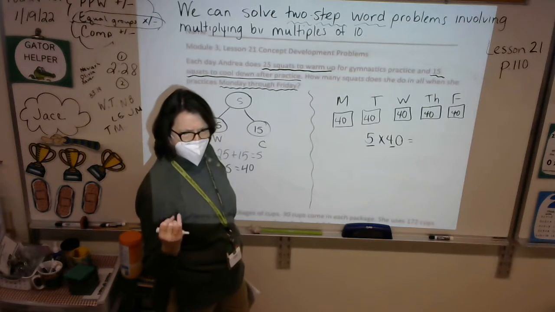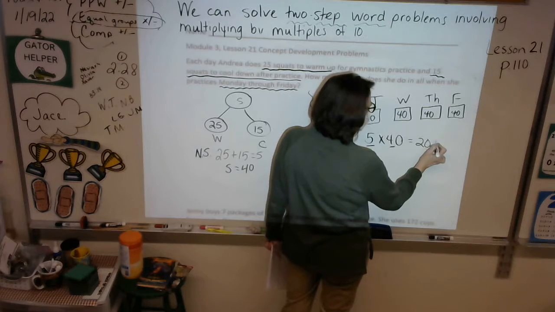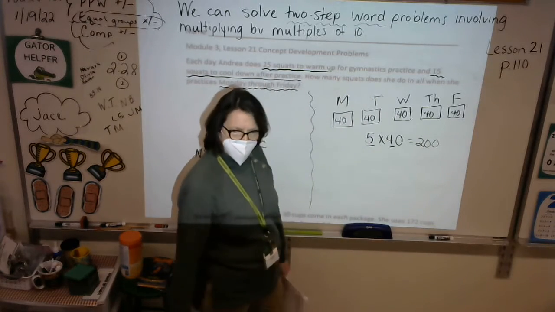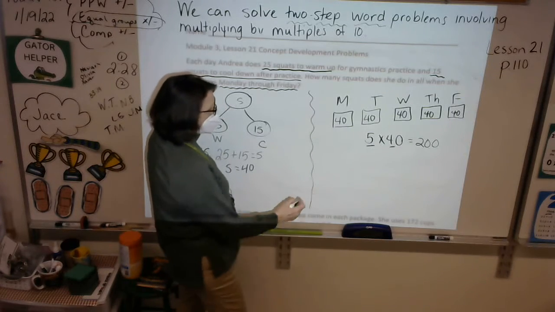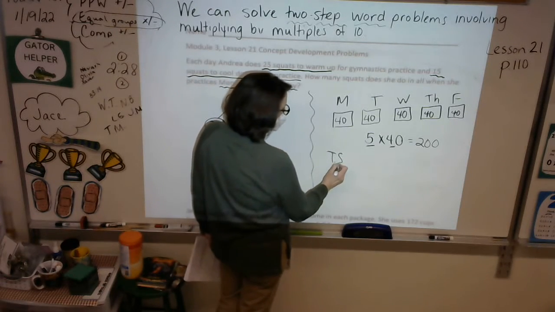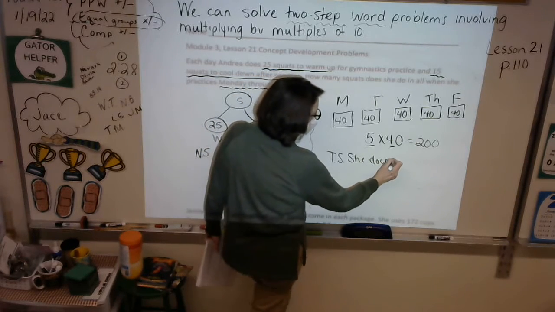Yeah, what's 5 times 4? Skip count by 5. 20. And then all we gotta do is add a zero. Easy peasy lemon squeezy, I gotta say. So, how many squats does she do in all? Let's write her answer. She does 200 squats in all.